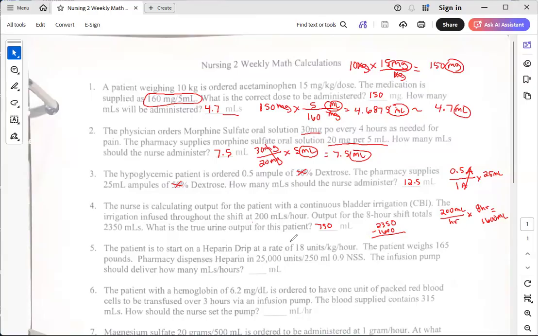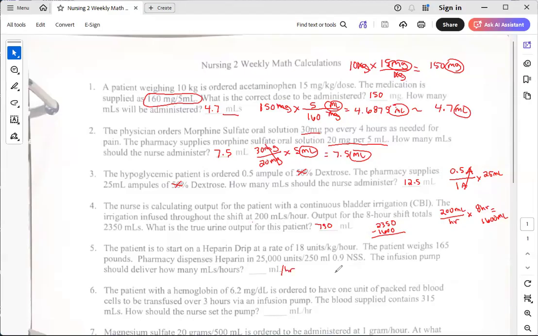Patient is to start on a heparin drip at 18 units per kilogram per hour. The patient weighs 165 pounds. The pharmacy dispenses heparin in 25,000 units, 250 ml, 0.9 normal saline. The infusion pump should deliver how many milliliters per hour? And I think this is supposed to say ml per hour here, so we'll just add that in just in case it's missing.